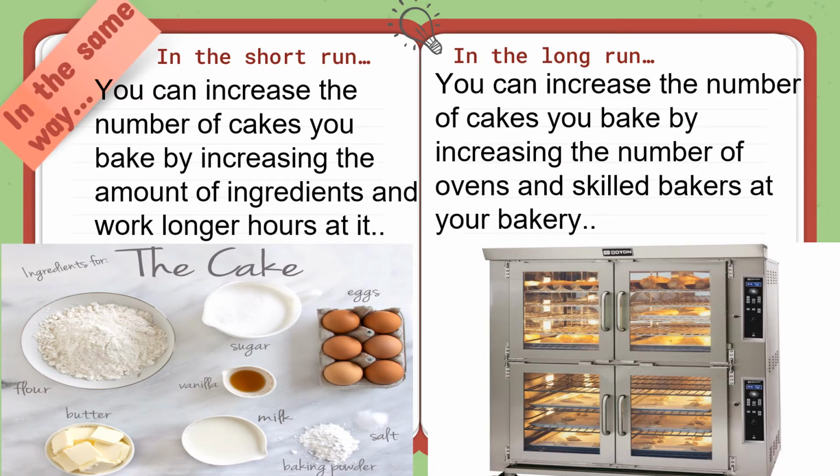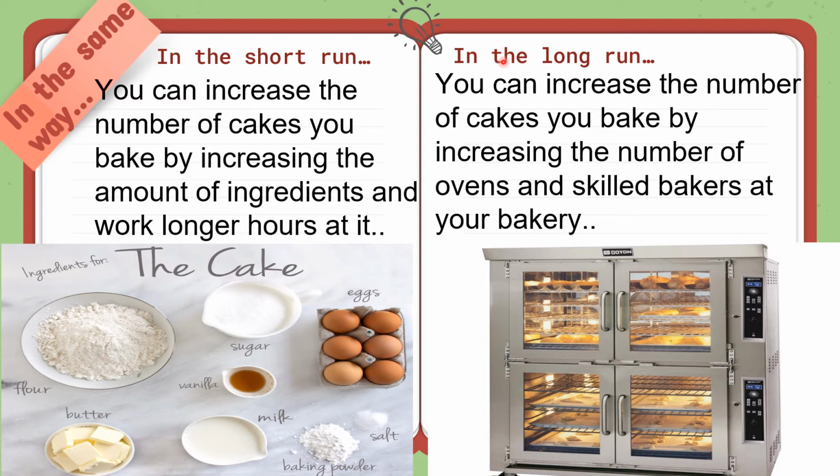In the same way, let us take another example. In the short run, you can increase the number of cakes you bake by increasing the amount of ingredients, that is raw materials, and work longer hours at it. Probably you'll even call over a friend to help you with the baking so as to cater to an urgent order that you need to meet the next day.